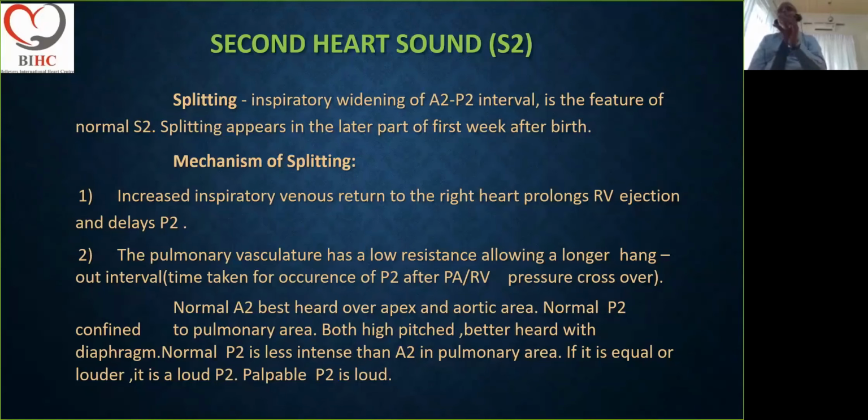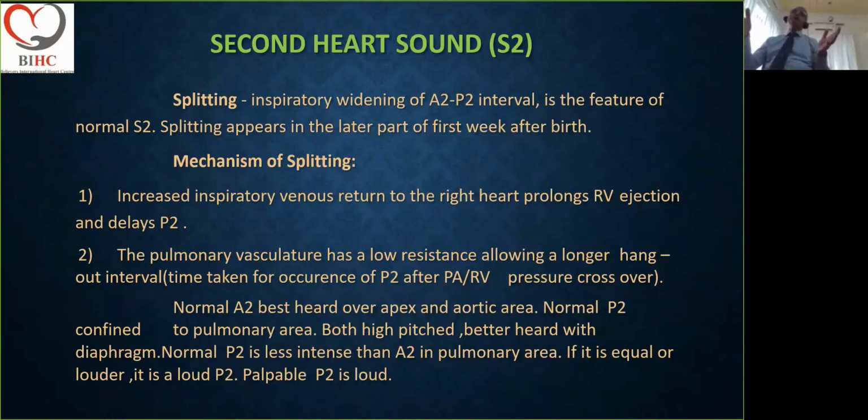The interval or the time that the P2 takes to occur after the pressure has crossed over is called the hangout interval. You can say that the pulmonary valve is hanging out, not returning home. And this hangout interval is a feature of the pulmonary vascular resistance. The normal pulmonary vascular resistance is several times lower than the systemic vascular resistance. So the pulmonary vasculature with the low resistance is responsible for the longer hangout interval. This longer hangout interval and the inspiratory venous return, both these are responsible for the wide split.